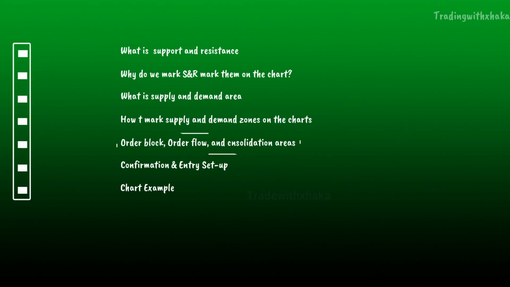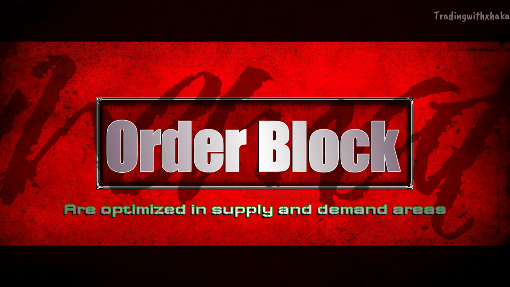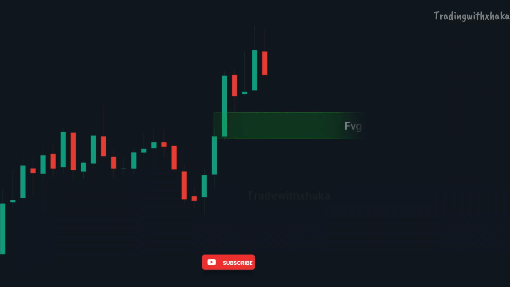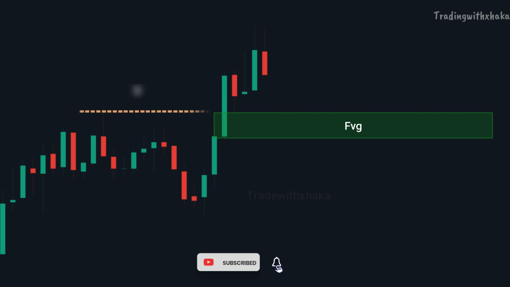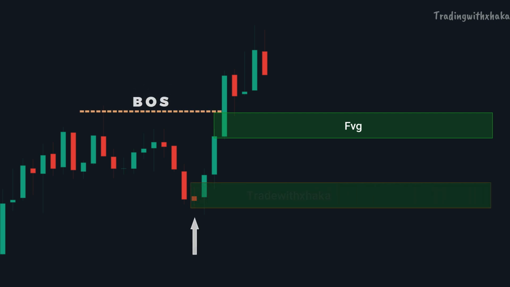Now we mark 3 types of supply and demand zones on the chart, depending on the market structure formation. This includes order blocks, order flows, and consolidation areas. Order blocks are optimized supply and demand areas. We have aggressive buying with clear fair value gaps, leading to a break of structure. This is the latest candle that created the fair value gaps, so we draw it in. Notice how the price swept the liquidity below this candle before taking off.